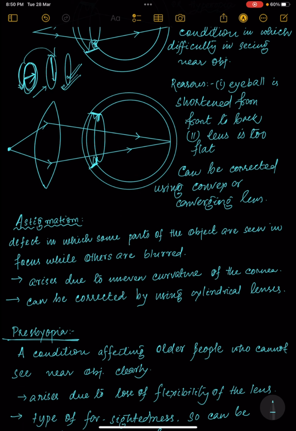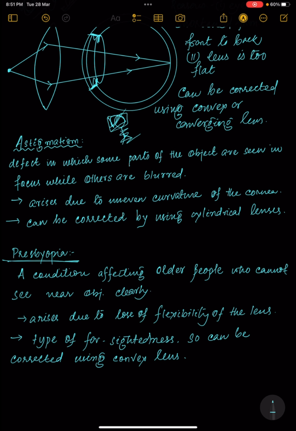Then astigmatism. It is a defect in which only some parts of the object are seen clearly. Suppose this is an object. So this part is seen blurred and this part is seen clearly. That is, some part is in focus but some is blurred. So it can be corrected using a cylindrical lens. It is a special type of lens. Remember, it is highly curved, and the thickness of this lens is quite more than the convex and the concave. It arises due to uneven curvature of the cornea.